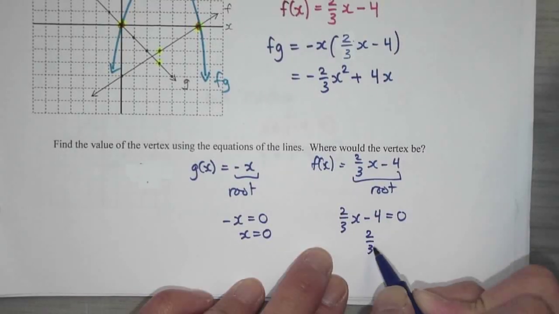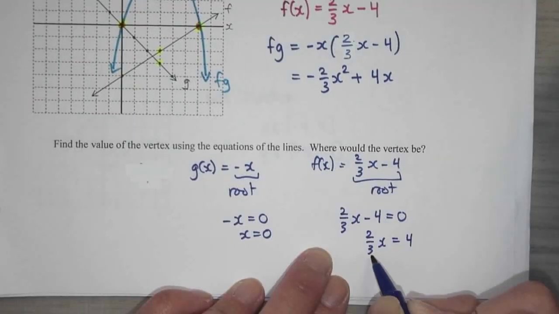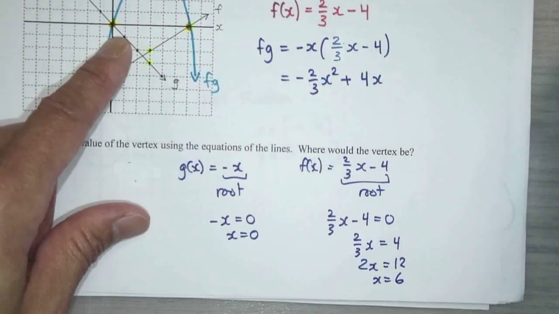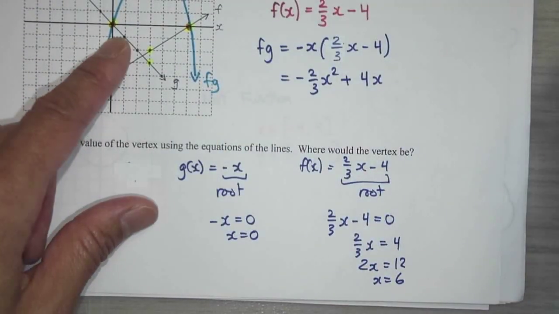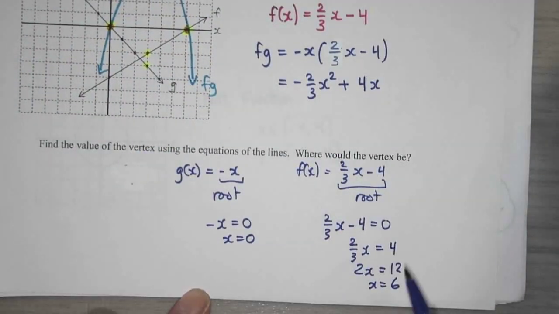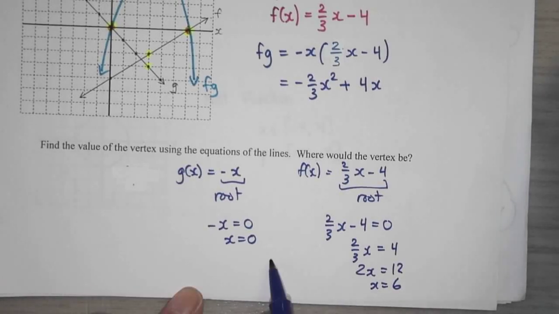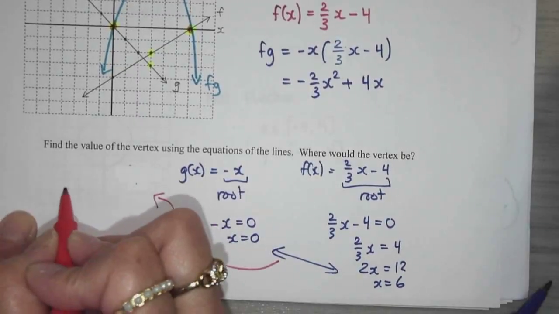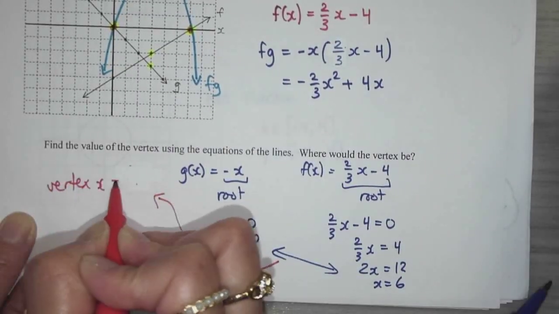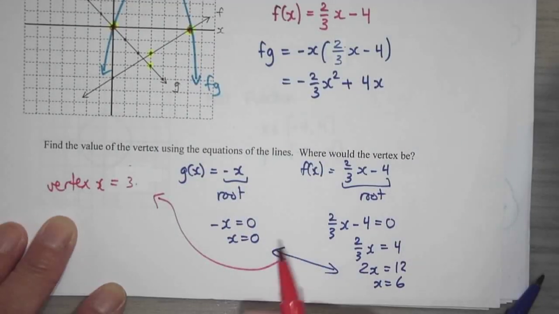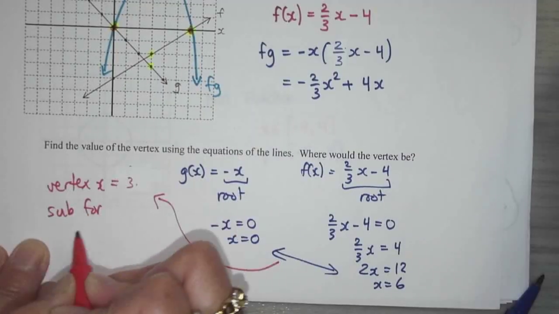So we're going to get 2/3 x equals 4, that goes up, 2x equals 12, x equals 6, and look at that. That's my two roots there. Using the two equations, you would get your two roots there, because those are my two factors, and then you would take those two, add them together, and sub it back in. So these two here would do the vertex. X would be at 3 when you add them together, 0 plus 6, and then sub for the vertex.